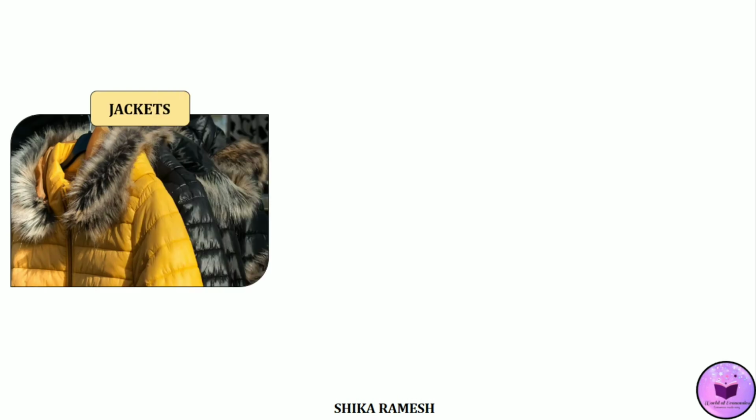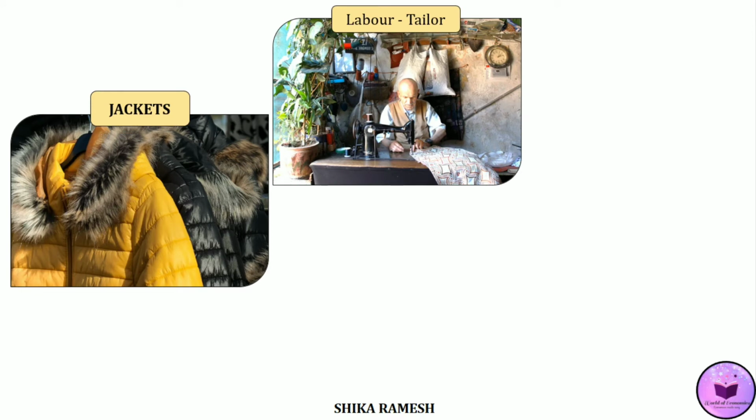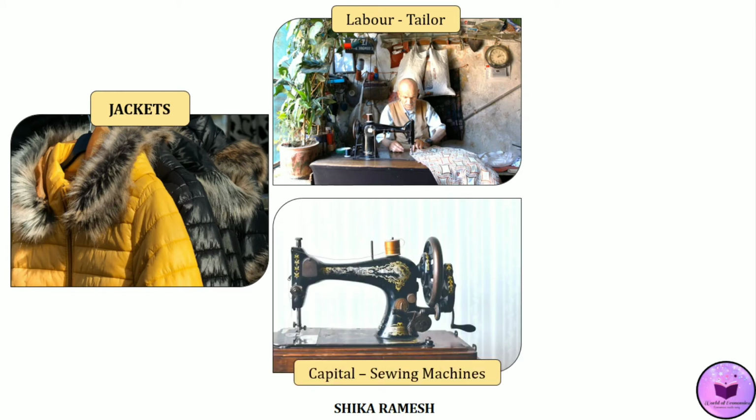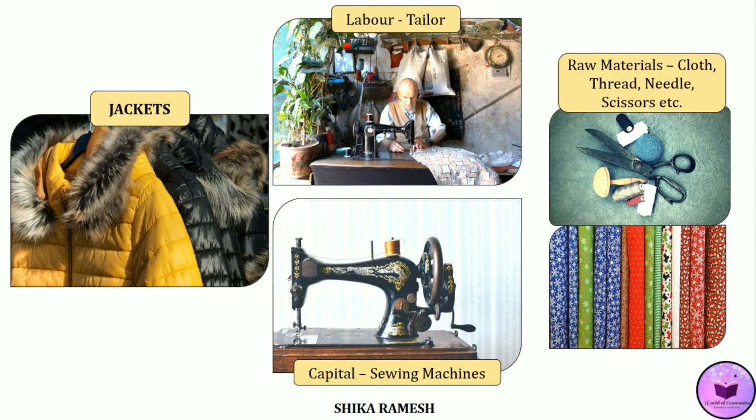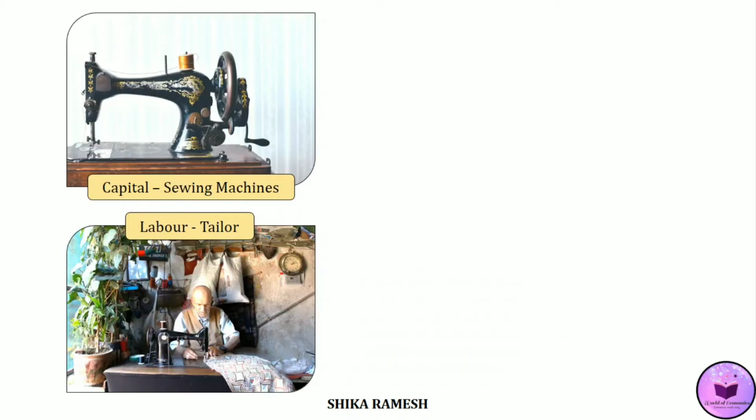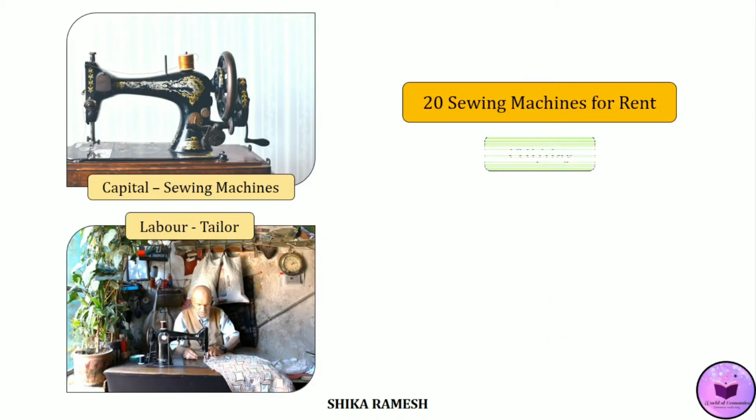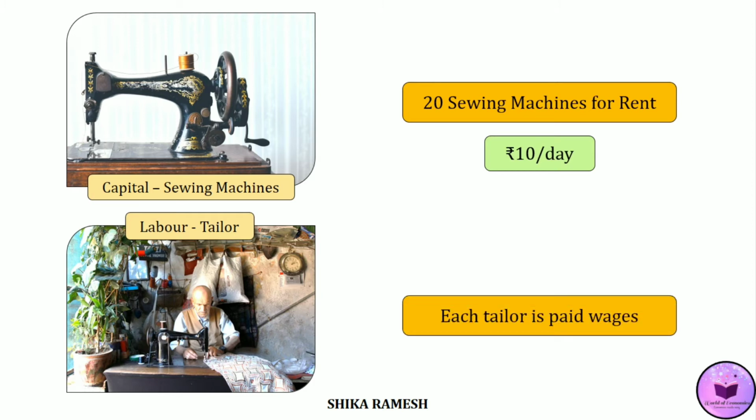Suppose we take the example of a firm producing jackets. It would require labor, which would be tailors in this case, and capital goods, which would be sewing machines, and raw materials such as clothes, threads, needles, scissors, etc. Here we'll assume that the firm has taken 20 sewing machines for rent and has to pay rupees 10 per day for each of the sewing machines, whereas the firm pays a wage of rupees 100 per day for each of the tailors employed.